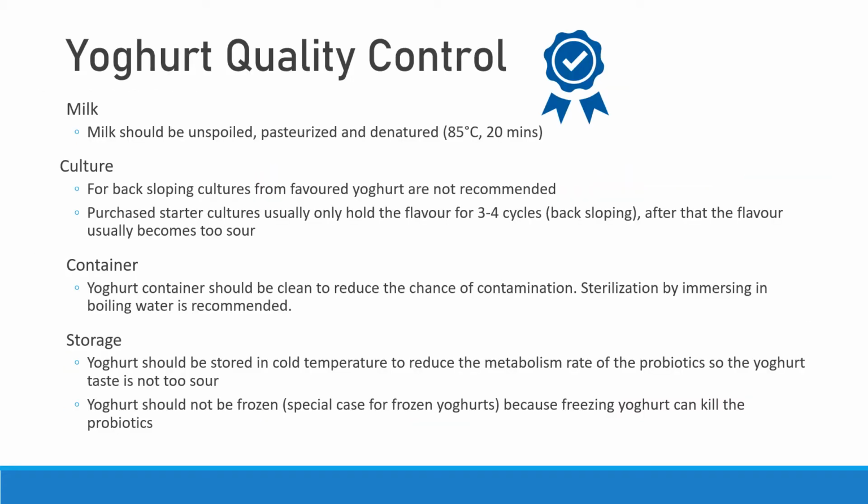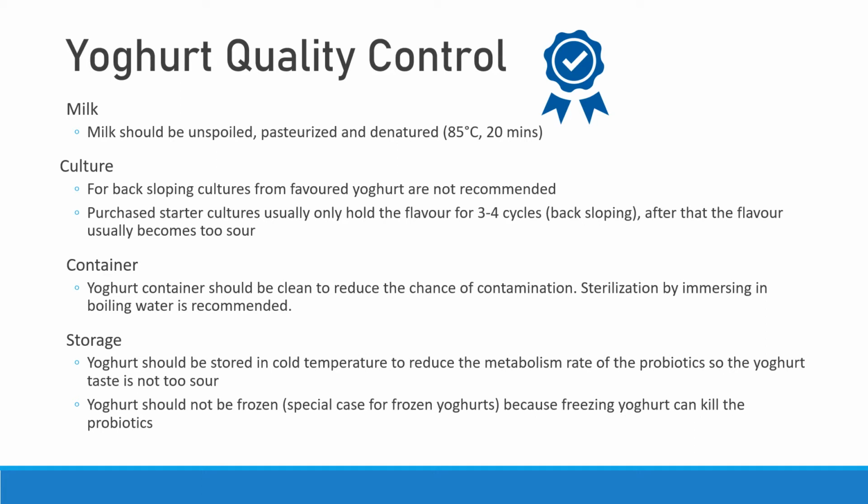Yogurt quality control. For the milk itself, the milk should not be spoiled. It is supposed to be pasteurized and denatured at 85 degrees for 20 minutes. And for the culture itself, backslopping cultures from flavored yogurt are not recommended. And purchased starter cultures usually only hold for 3 to 4 cycles of backslopping. After that, the flavor usually becomes too sour.